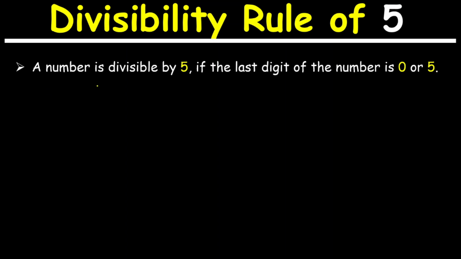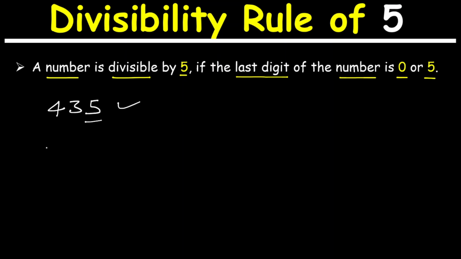A number is divisible by 5 if the last digit of the number is 0 or 5. For example, is the number 435 divisible by 5? Yes, because the last digit of the number is 5.